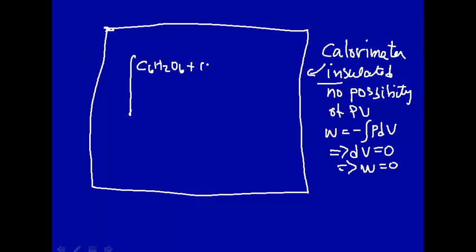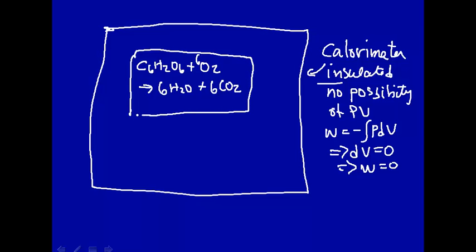C6H12O6, that's glucose, and we're going to burn that in oxygen to produce 6 H2O plus 6 CO2. That's 6, 12, 18, and 12 divided by 2 is 6. There's a balanced chemical equation. So there is our system. Our system is the chemical reaction. That's abstracted out. And then the calorimeter, typically you have water in a calorimeter and something like that.